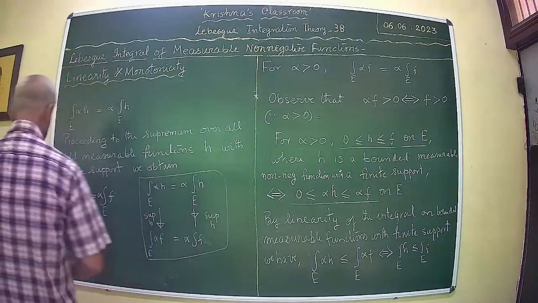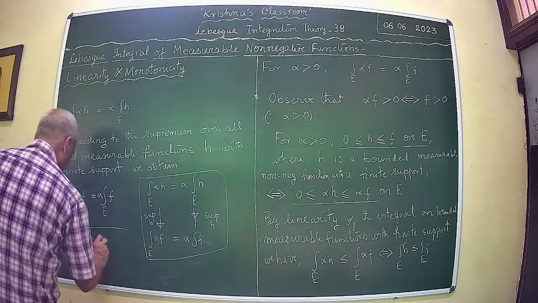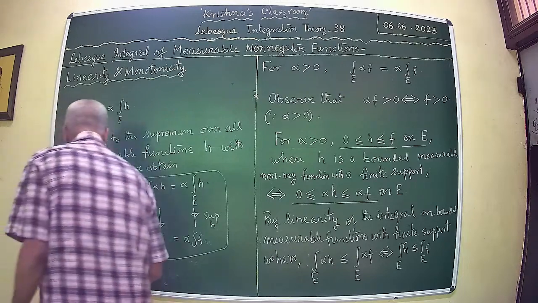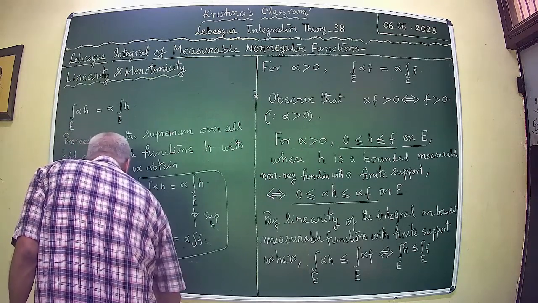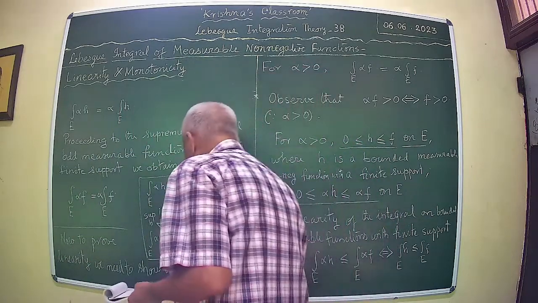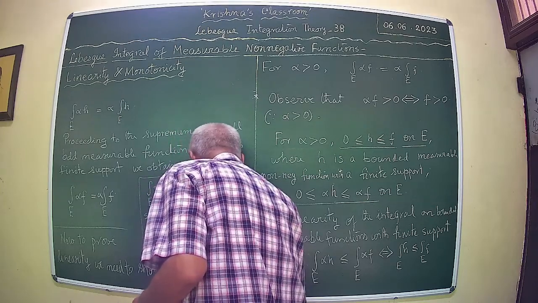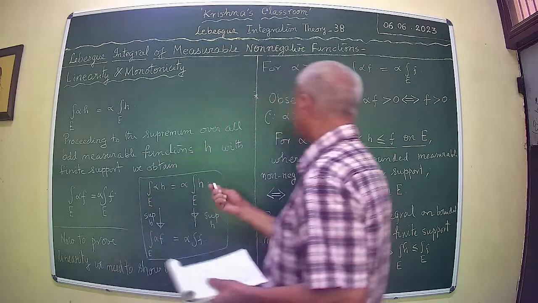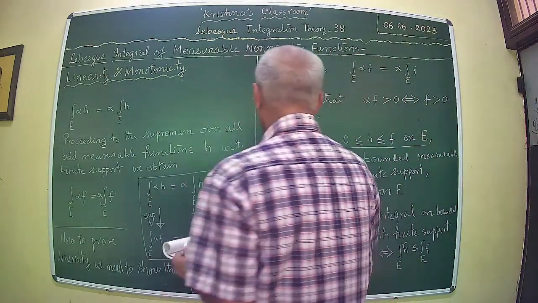Now, to prove linearity, we need to show that the integral over E of f plus g is equal to the integral over E of f plus the integral over E of g, or we choose, that is, we take alpha equal to 1, beta equal to 1.